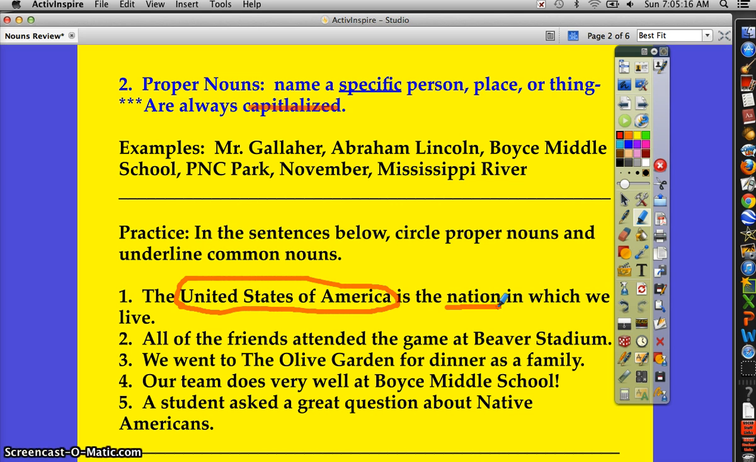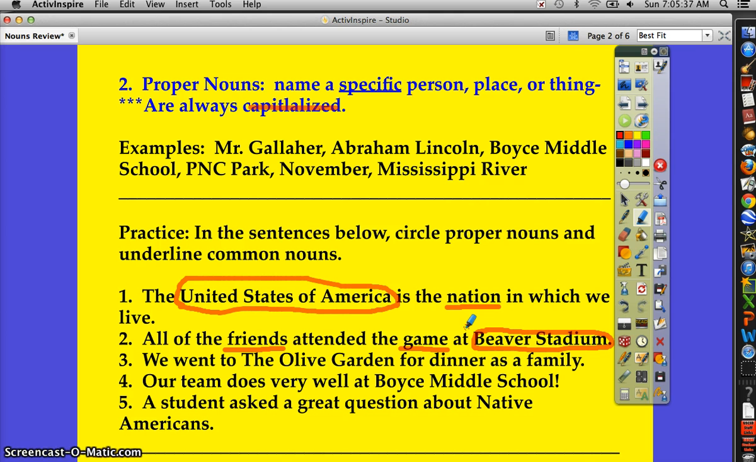Number two, all of the friends attended the game at Beaver Stadium. So friends would be a group of people, common noun. Game would be a thing. And Beaver Stadium would be a proper noun naming a place. And you can clearly see the capital letters for the two proper nouns so far in 1 and 2.